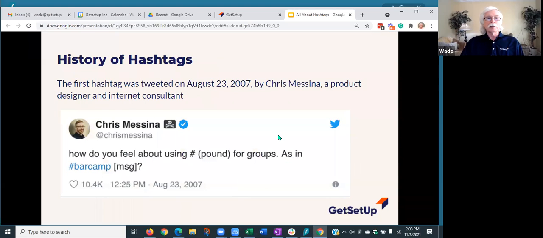Brief history on hashtags. The first hashtag was tweeted on August 23rd of 2007 by Chris Messina. He's a product designer and internet consultant. There is the first tweet. This was on Twitter containing a hashtag. How do you feel about using pound sign for groups as in hashtag barcamp? And the response must have been pretty favorable since they've started exploding since then. So we give credit to Chris for starting the idea.